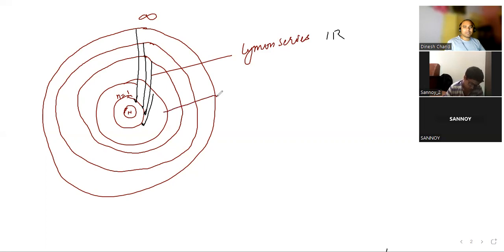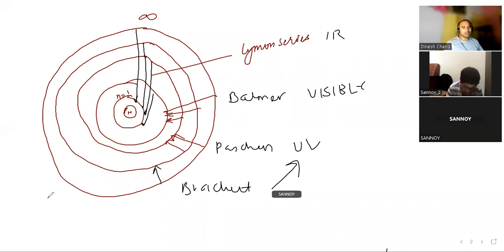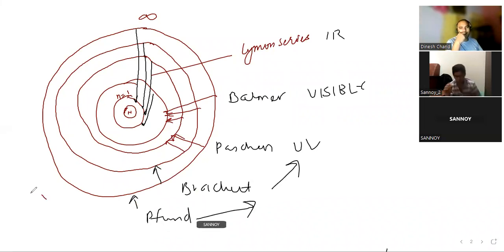And what about this one? If they are going to the second orbit? So Lyman, then this would be Balmer. Balmer is visible region. Then the next one will be Paschen. Which region? Paschen is the UV region. Then Brackett. Brackett is also UV only. And then after that we have Pfund. Okay, that is good.